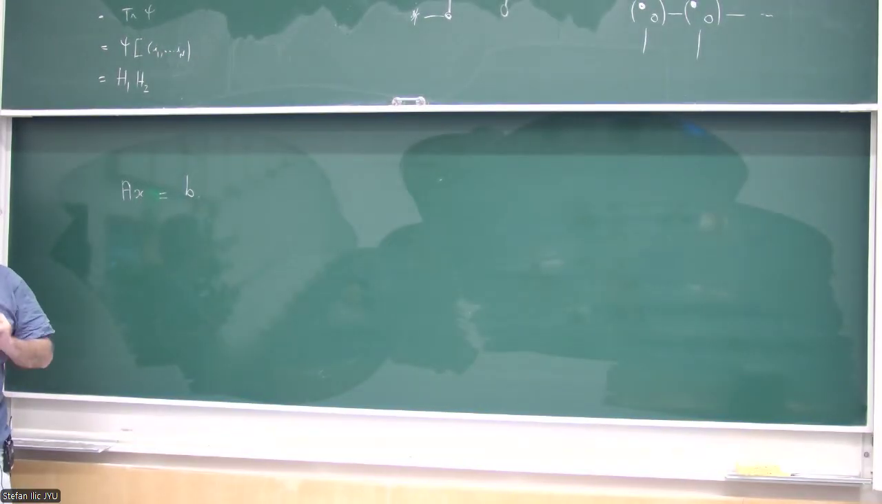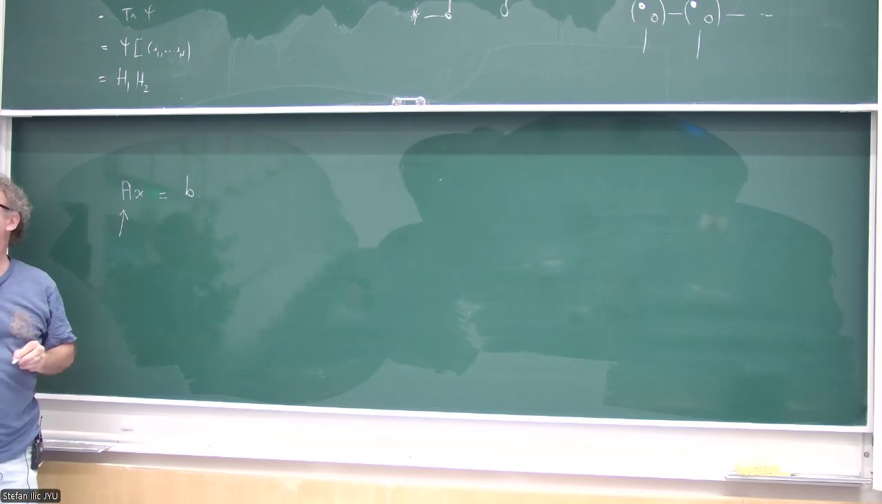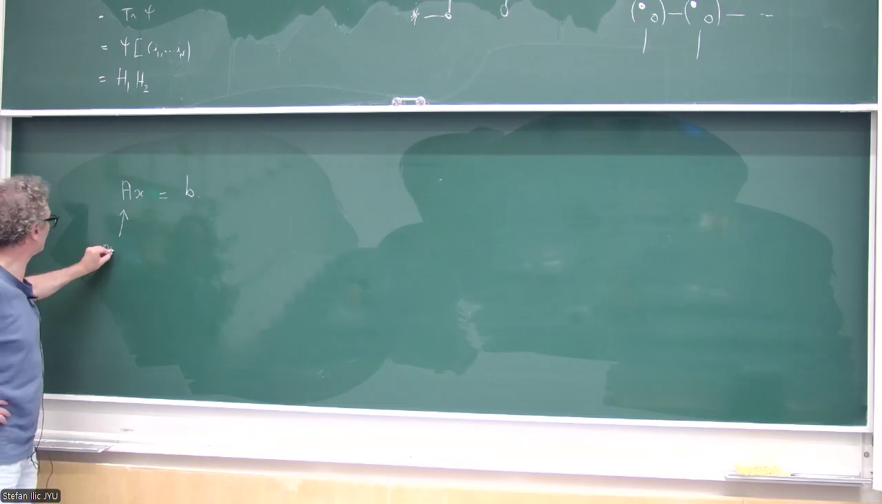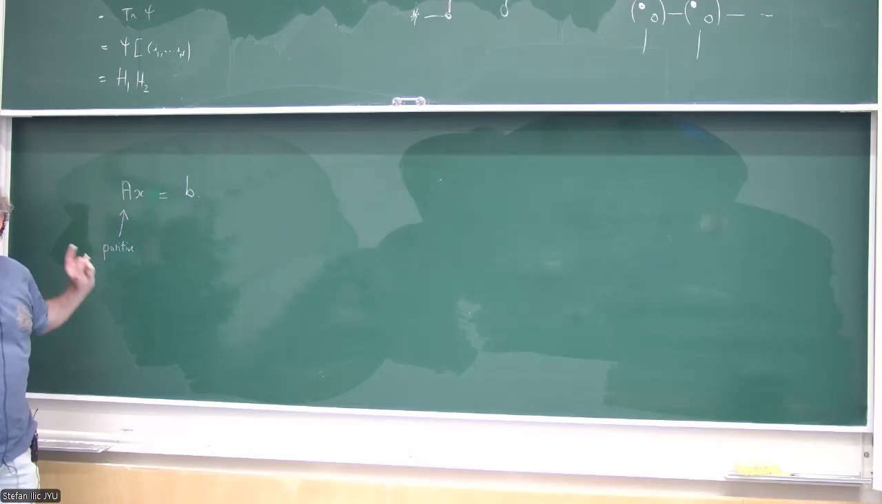So I want to solve, let me write it like AX equal B. We start to get away from quantum mechanics. So there is one simple case. It's when A is a positive semi-definite matrix. Positive definite. So if it is a positive matrix, so all the eigenvalues are positive.